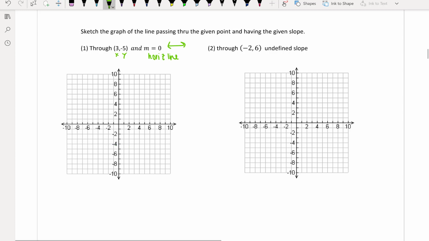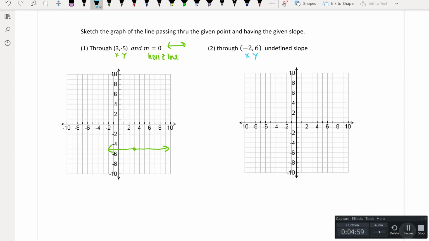I was trying to make a nice line, but it didn't quite work out. So I'm gonna try that again. So (3, -5), I'm still here, and my horizontal line, there we go, just better if I just draw it, is right there. So that is what my slope is going to look like, or better yet, my line is going to look like. So for the next one, I have my x and my y.